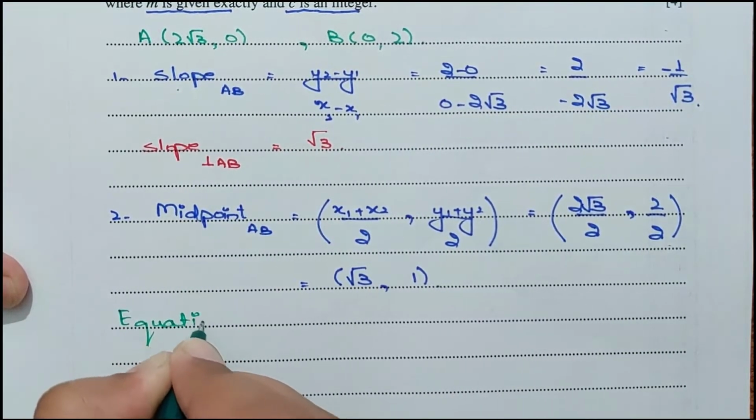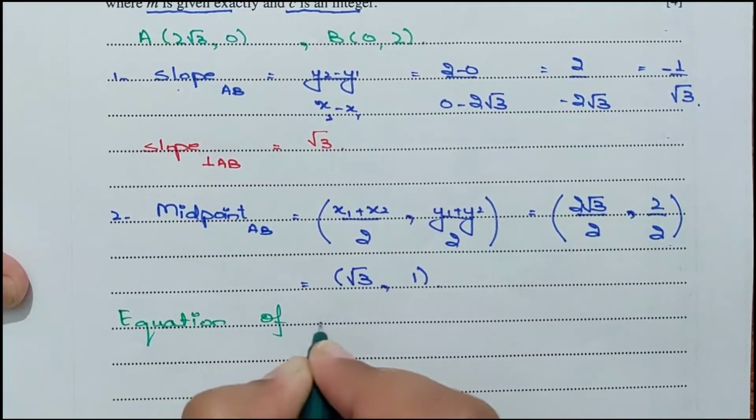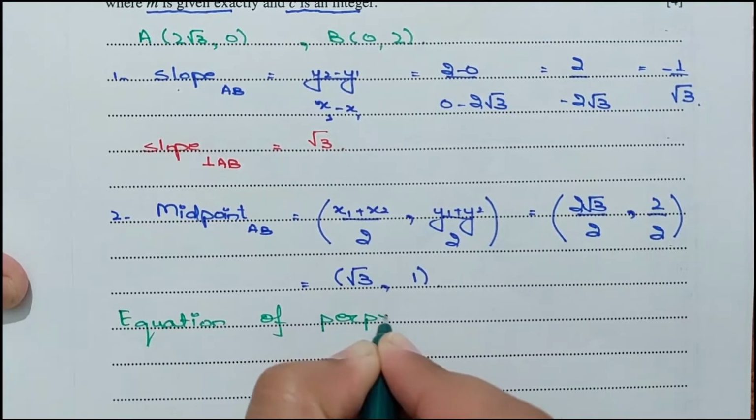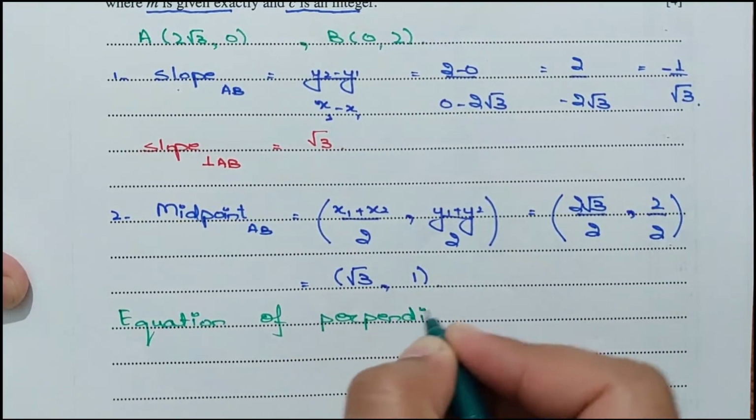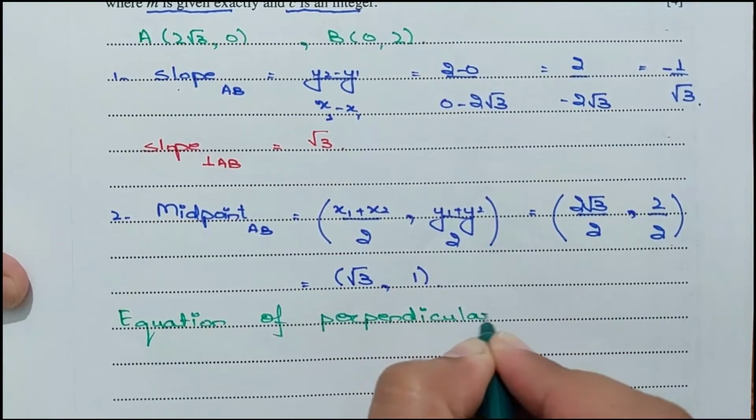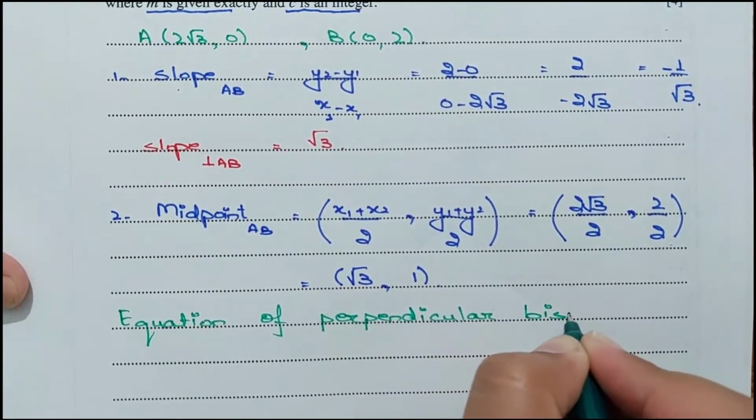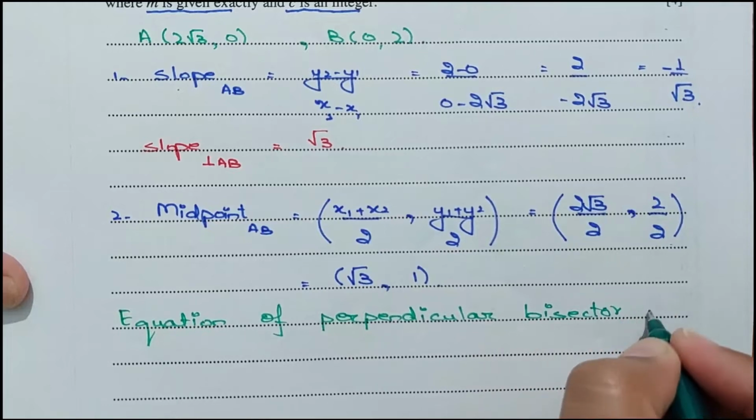Equation of perpendicular bisector of AB.